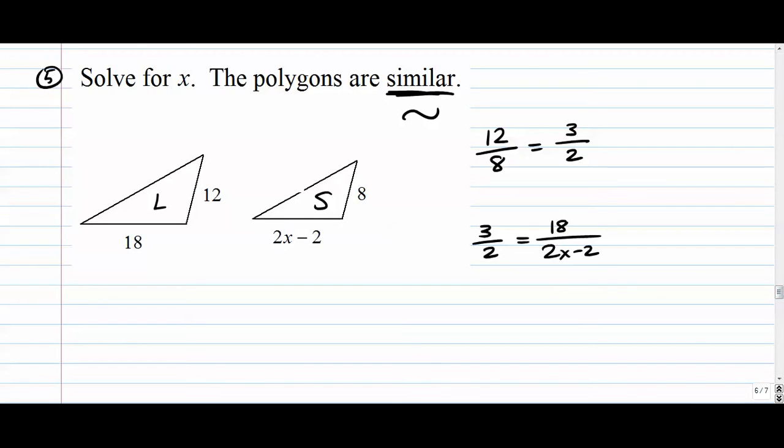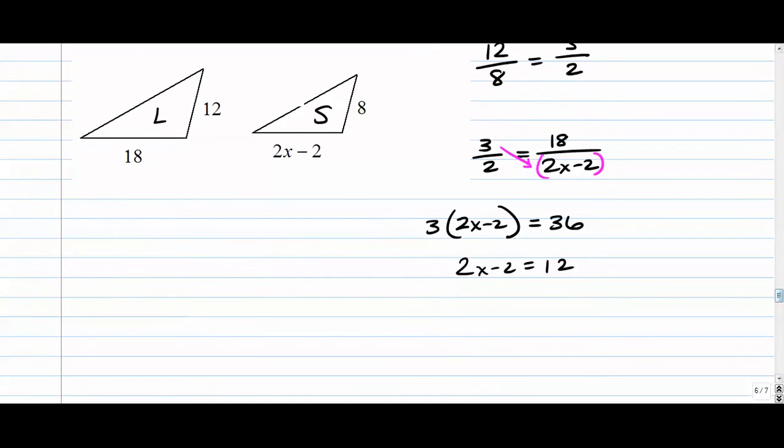And I cross multiply. When I cross multiply, I've got to make sure that I put this in parentheses. That's going to hopefully trigger a distributive property for you. 18 times 2 is 36. And a couple different ways you can do this here. You can distribute, or you can divide everything by 3 first. You get 12. And you get 2x is equal to 14. X is 7. X is 7.